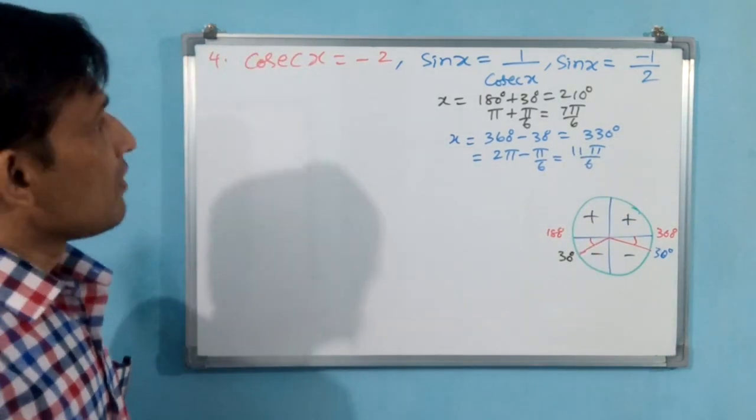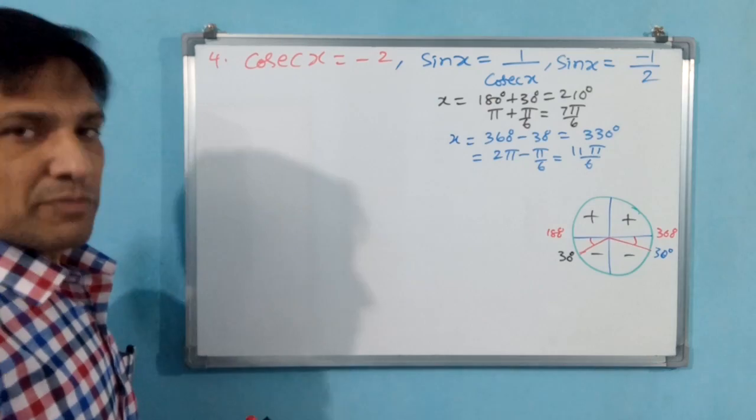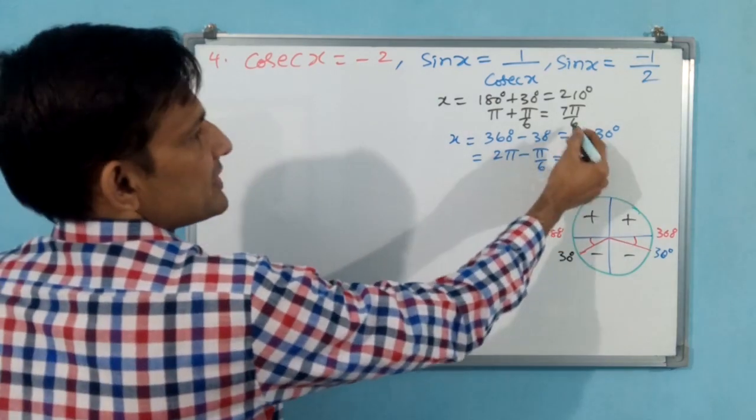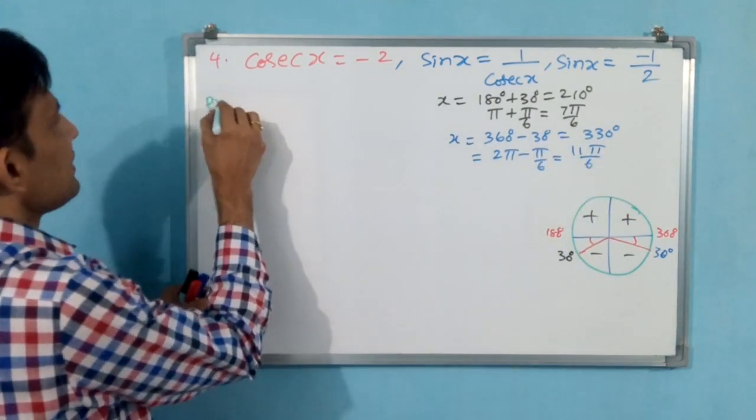You write now the first principal solution. Principal solution: these two angles, 7 pi by 6 and 11 pi by 6. Principal solution.